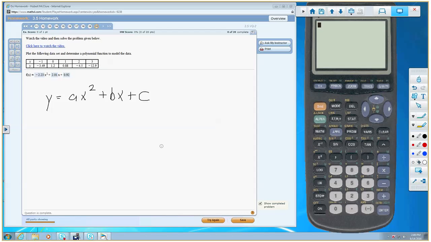That takes about half a page of work, and it's really not necessary because you can go to your calculator and hit second or stat, go to calculate, and you know it's a quadratic, so go down to number 5, and type in second 1, see the L1 right there, that's your first list, comma, second L2, that's your second, and then hit enter, and there is your -2.23 A, 2.01 B, and 0.92 C. And that's the easiest way to do that problem.